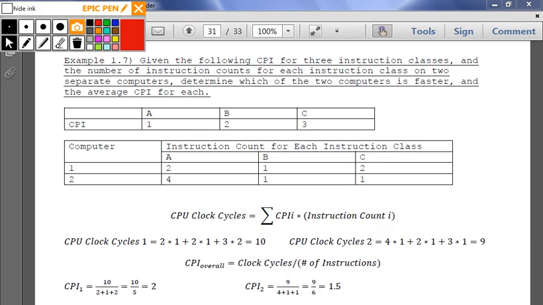So example 1.7: given the following CPI for 3 instruction classes and the number of instructions for each instruction class, determine which of the 2 computers is faster and the average CPI for each. So this is what we're given. You're given these 2 tables. The CPI for instruction class A is 1, the CPI for instruction class B is 2, and the CPI for instruction class C is 3.